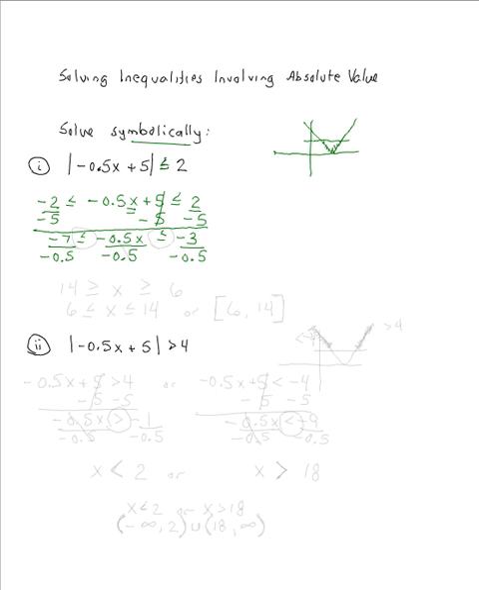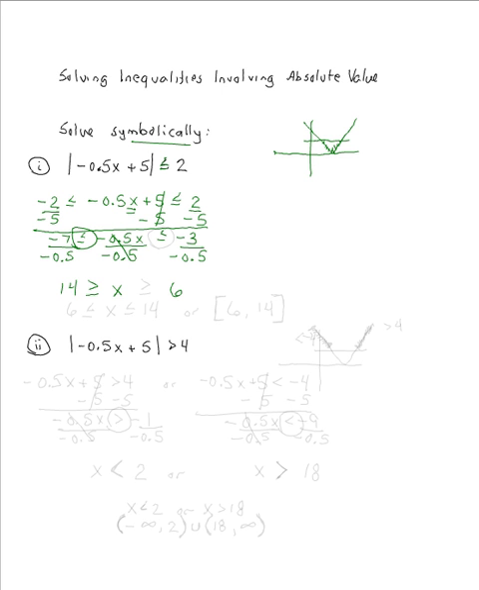Negative 7 divided by negative 0.5 will give me a positive 14. Negative 0.5 divided by negative 0.5 will give me just 1, so I will have 1x. Negative 3 divided by negative 0.5 will give me a positive number, positive 6. But because our signs changed, all of our signs change. That 7 went from negative to positive. This less than or equal to symbol will also change, becoming greater than or equal to.